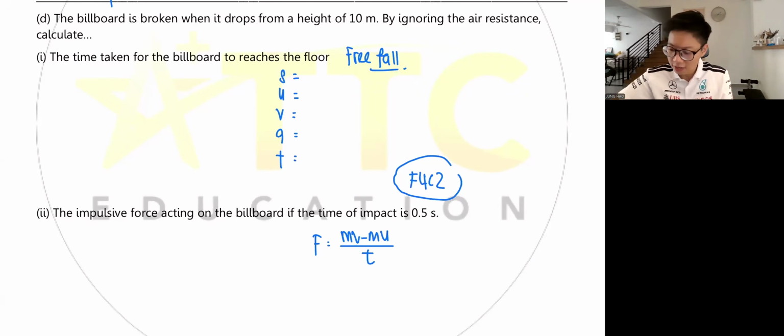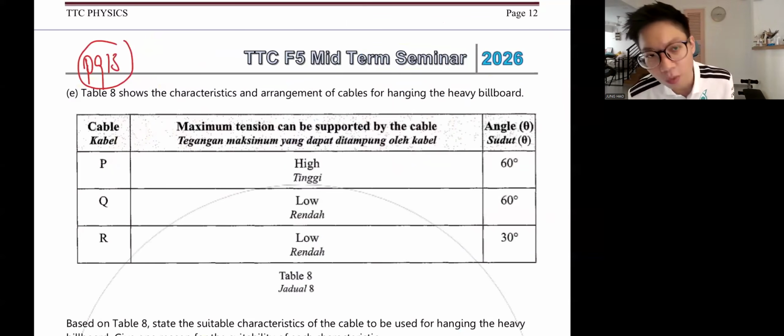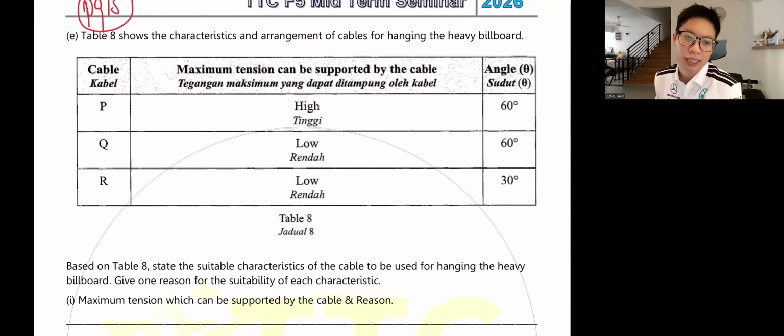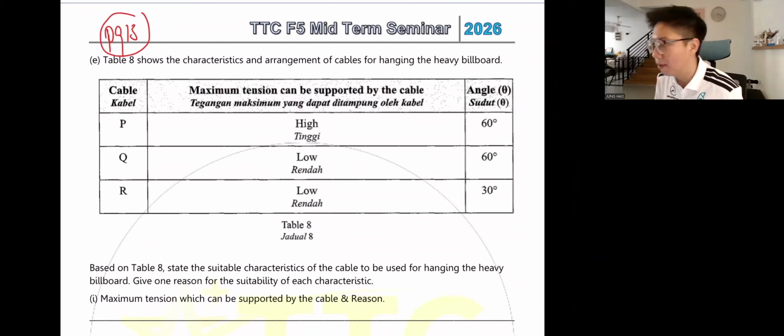Okay, next. Guys, I want everybody to look at page 13. Right now, I'm going to ask you a very obvious question. Which is the best cable, P, Q, or R?